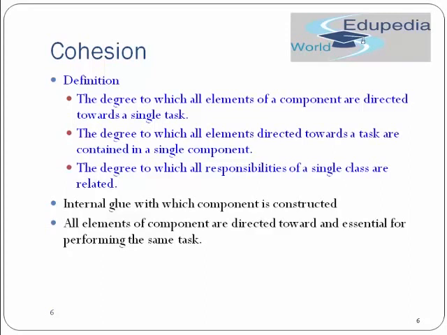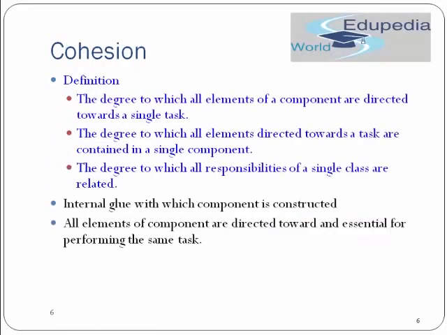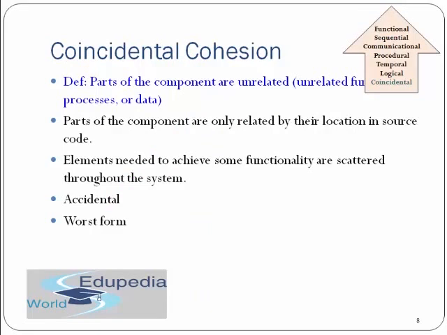If they are highly cohesive, or the cohesion is high, that means all the elements are directed towards a single task. This is what we call high cohesion. We have different types of cohesion: functional, sequential, communication, procedural, temporal, logical, and coincidental. These types vary according to the context in which we are talking. If we are talking about the functional aspects of our program, then we talk about functional cohesion, and similarly for the others. So what is coincidental cohesion?